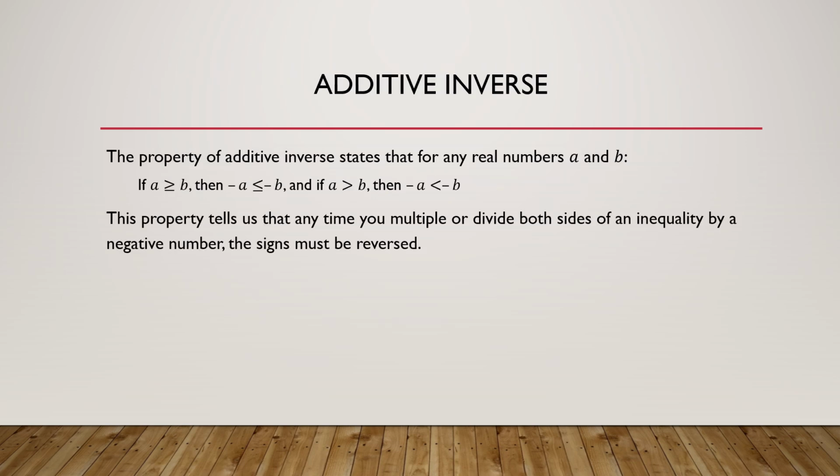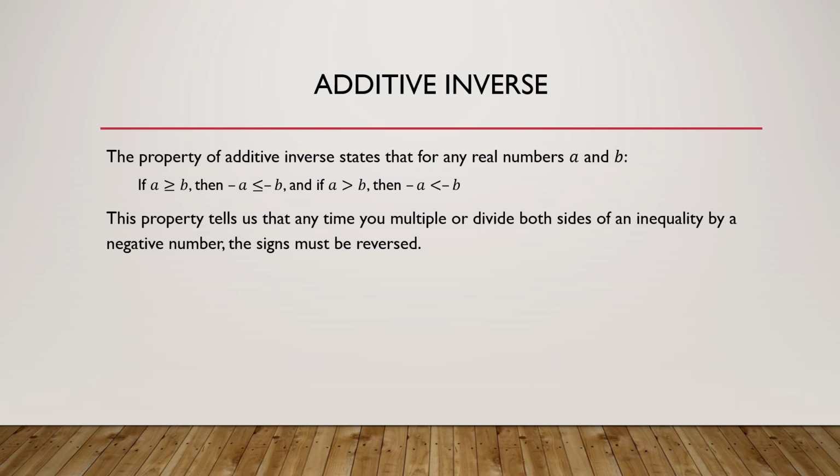The property of additive inverse states that for any real numbers a and b, if a is greater than or equal to b, then negative a is less than or equal to negative b. And if a is greater than b, then negative a is less than negative b. This property tells us that any time you multiply or divide both sides of an inequality by a negative number, the signs must be reversed.